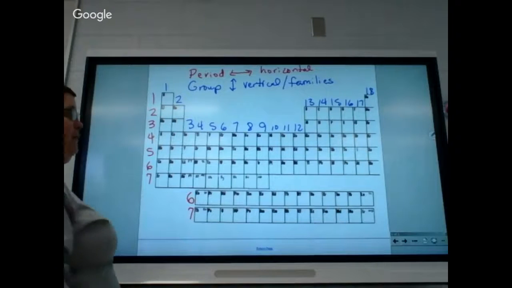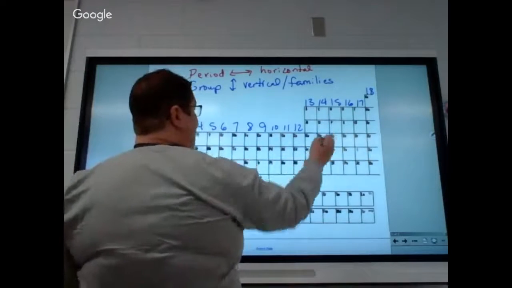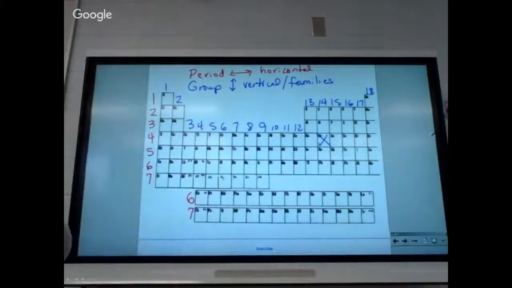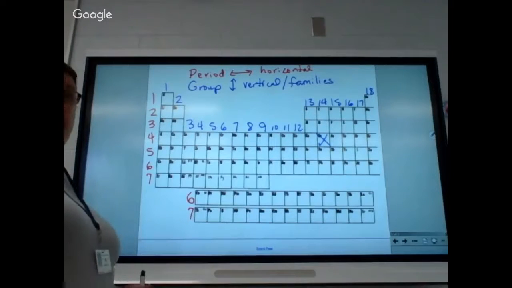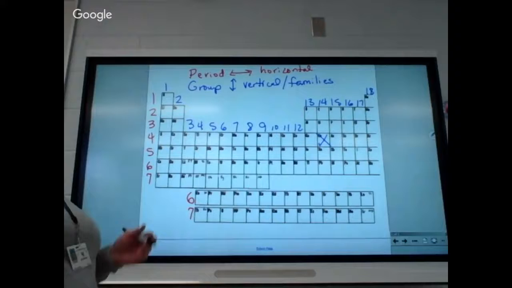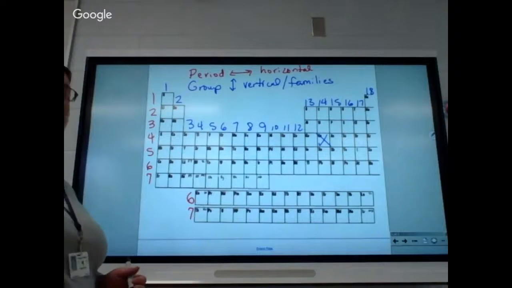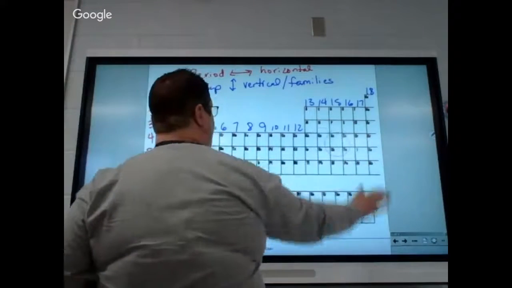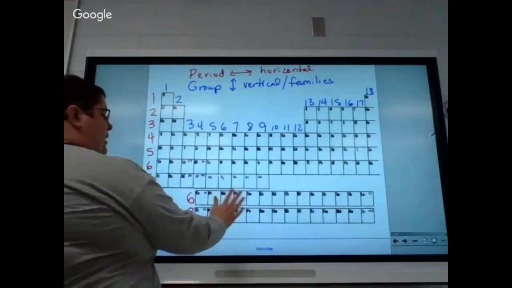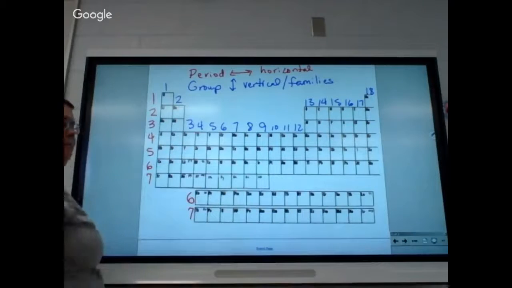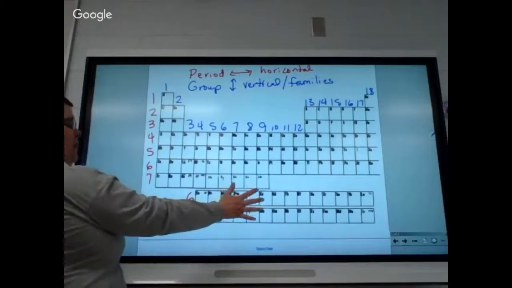Okay. So, if I give you germanium and I ask for the period and the group, what's the group number? 14. What's the period number? 4. Now, down here in the lanthanides and the actinides, do these have group numbers? No. These do not have group numbers.